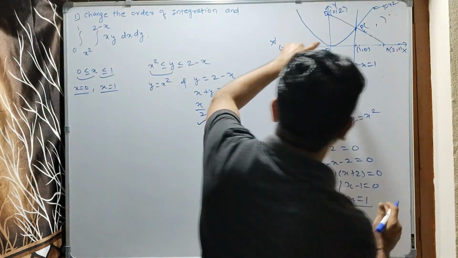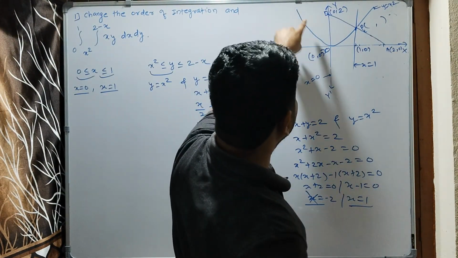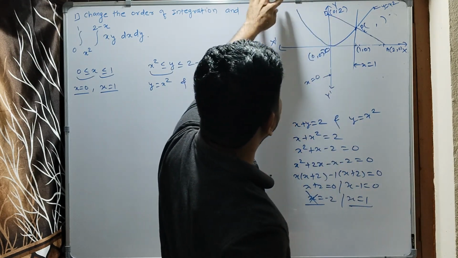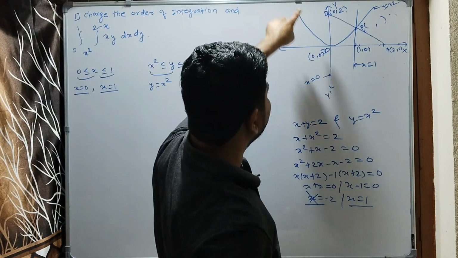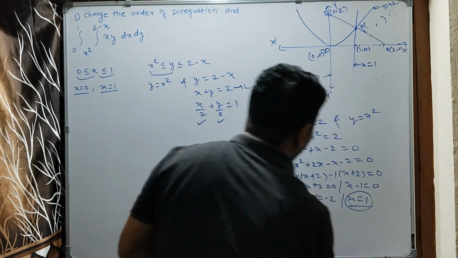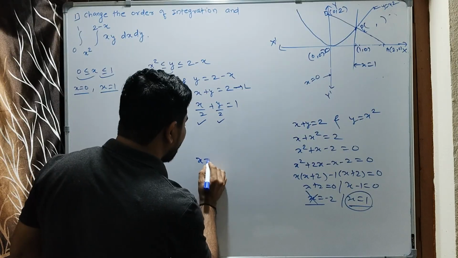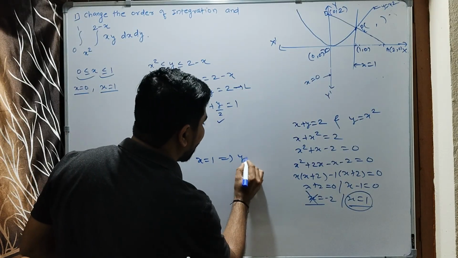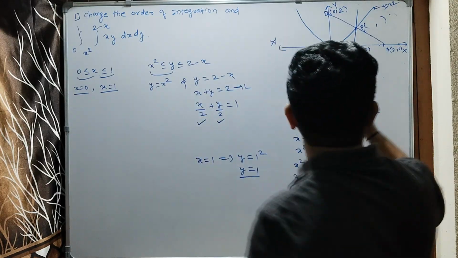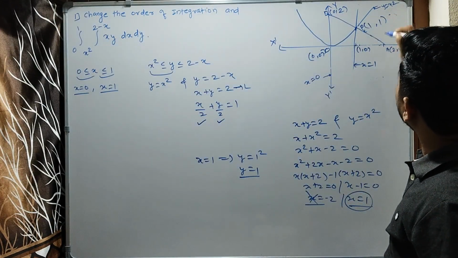Instead of that, x equal to minus 2 would intersect at this point if I extend this line, but I want just this point of intersection. So I will take x equal to 1. If x equals 1, then y equals 1 squared, which is y equal to 1. So the point of intersection at this point is (1, 1).